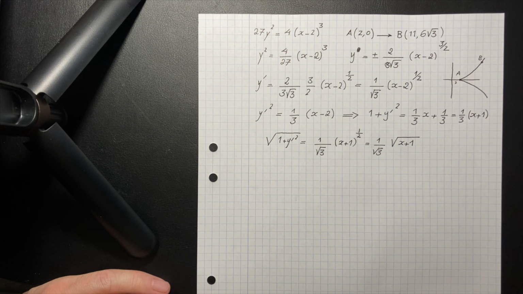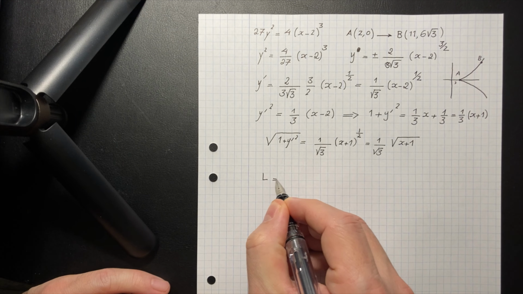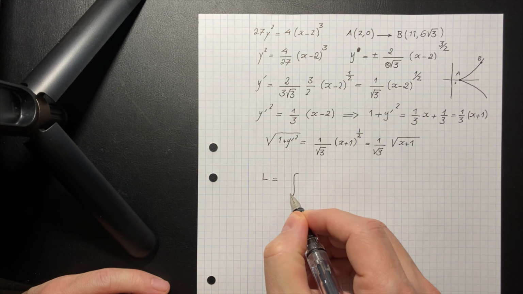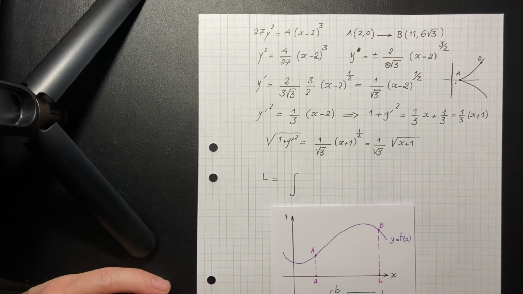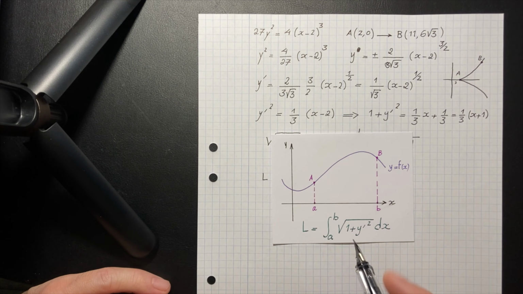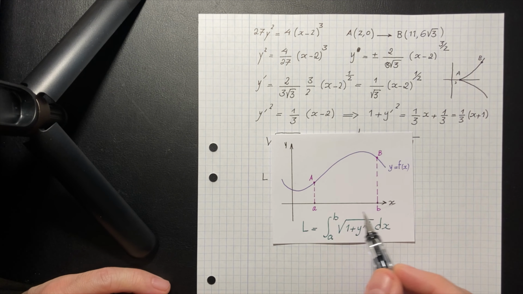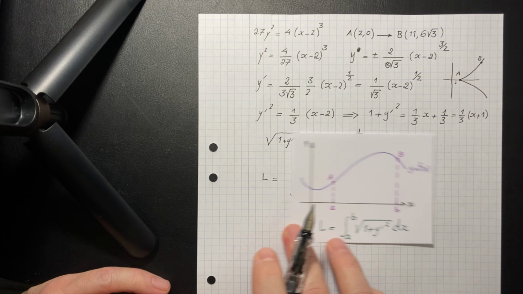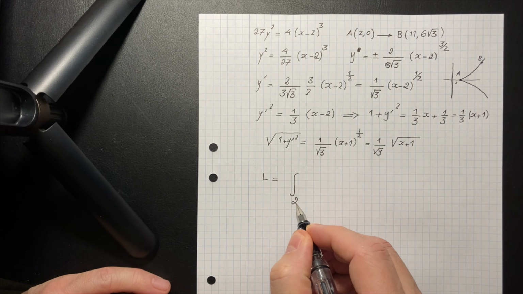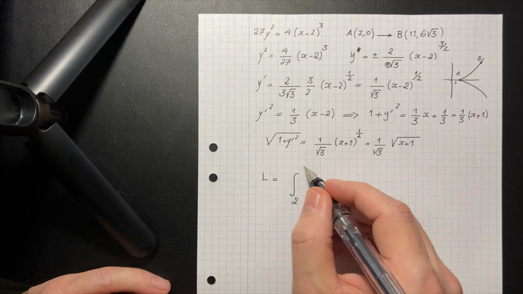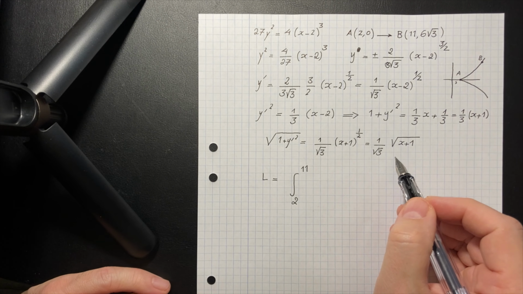Okay, now everything is ready. I use the formula: L is equal to the integral from a to b. So what are a and b? a is the x coordinate of the starting point, and b is the x coordinate of the final point. Here, the x coordinate of the starting point is 2, the x coordinate of the final point is 11, and this is what I need to integrate.